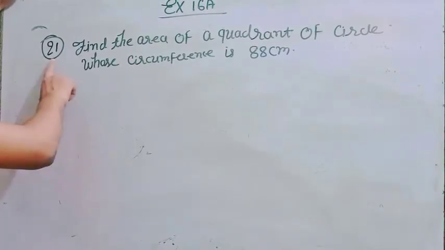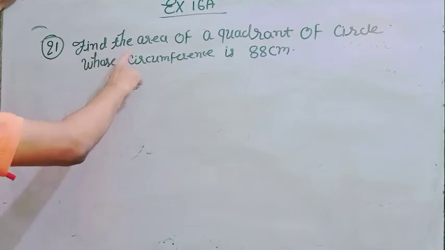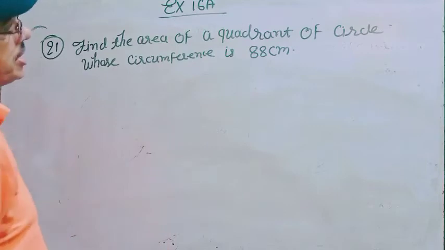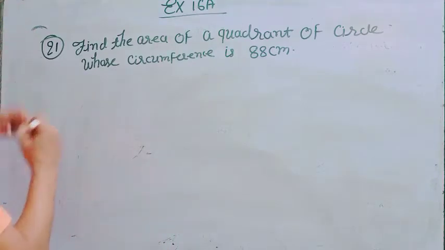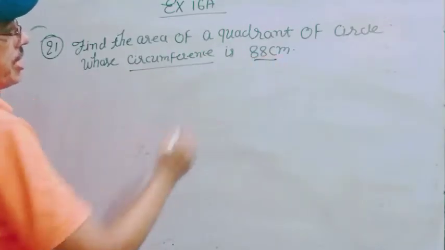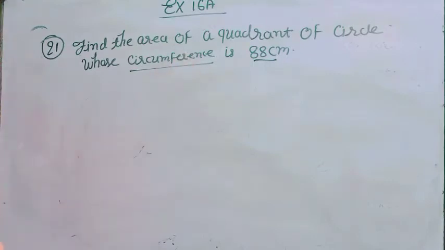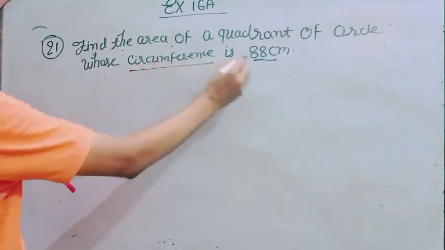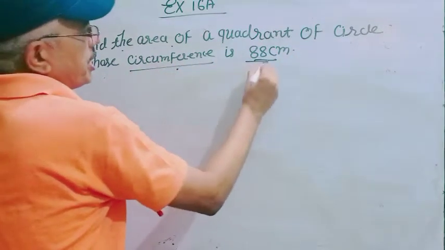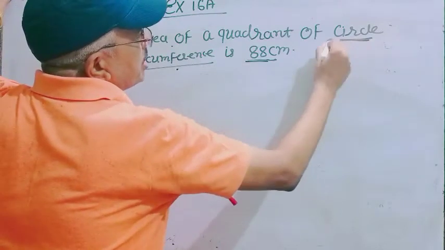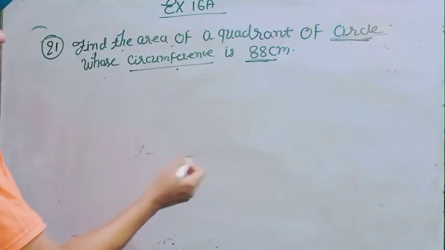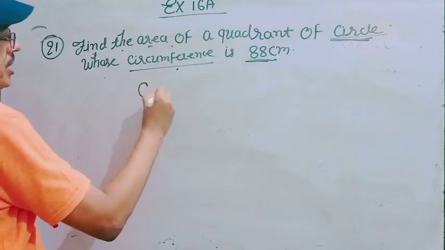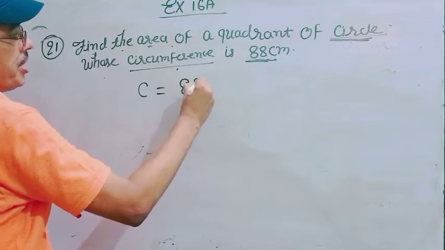Question 21. Find the area of a quadrant of a circle whose circumference is 88 cm. Dear student, first, given here the circumference is 88. That means this 88 is the circumference of a circle, and after that we find the area of the quadrant. So first write, circumference of the circle is 88 cm.